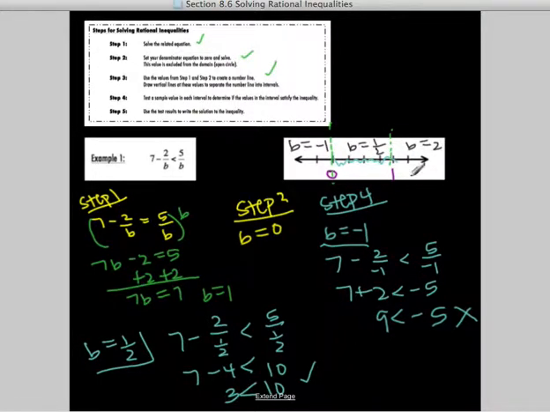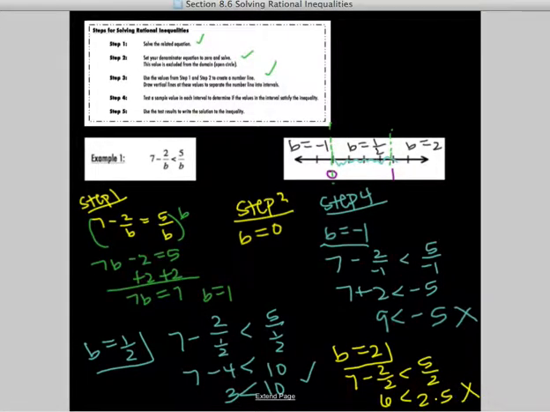Now my last step is to check b equals 2. So I would have 7 minus 2 over 2. Is that less than 5 over 2? Well, this is really 7 minus 1, which gives me 6. Is 6 less than 5 divided by 2, which is 2.5? No, that is not true. So I do not shade for values greater than 1.